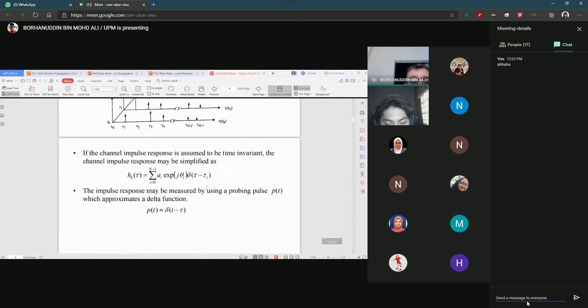And this is a mathematical representation. Delta is a pulse. This arrow is represented as a pulse. Tau is the delay: tau 1, tau 2, tau 3. A is the amplitude, and this is a summation. And then this is the channel characteristic, h.